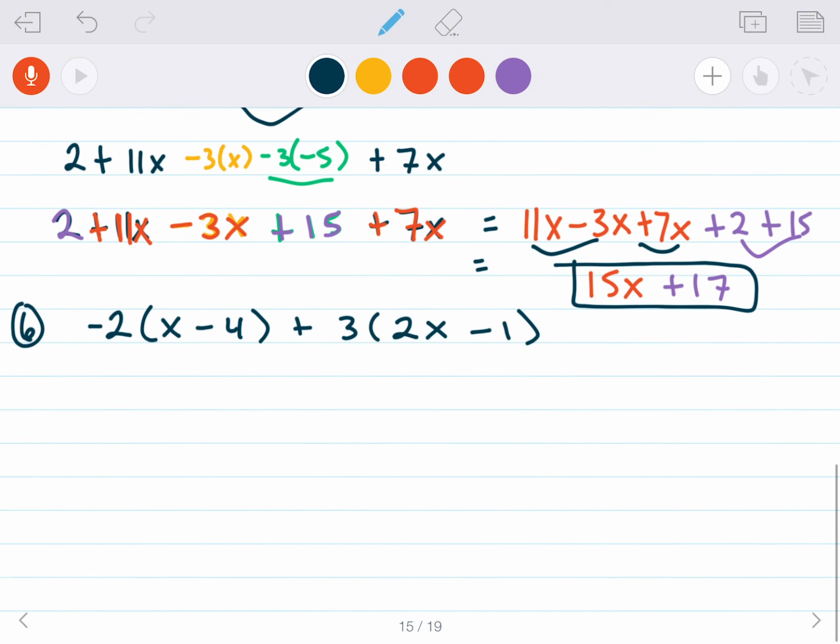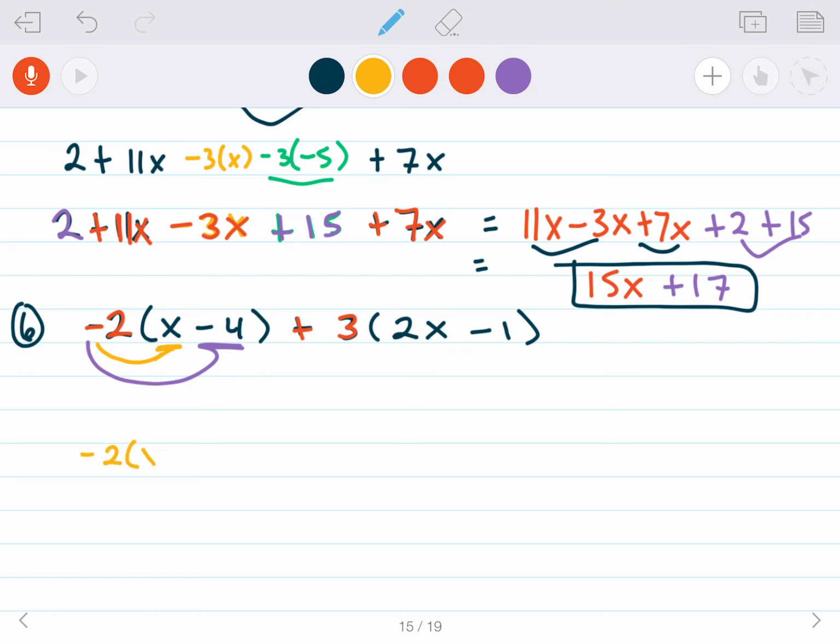Okay. Let's do one more. So now it looks like we have distributive property 2 times because we have 2 sets of parentheses. The first number that we're multiplying is negative 2. The second number that we're multiplying in there is positive 3. So negative 2 times x is the first one. And then we have negative 2 times negative 4.